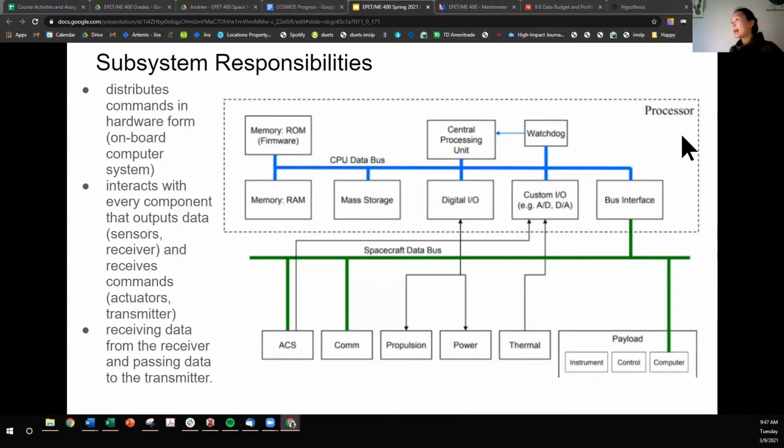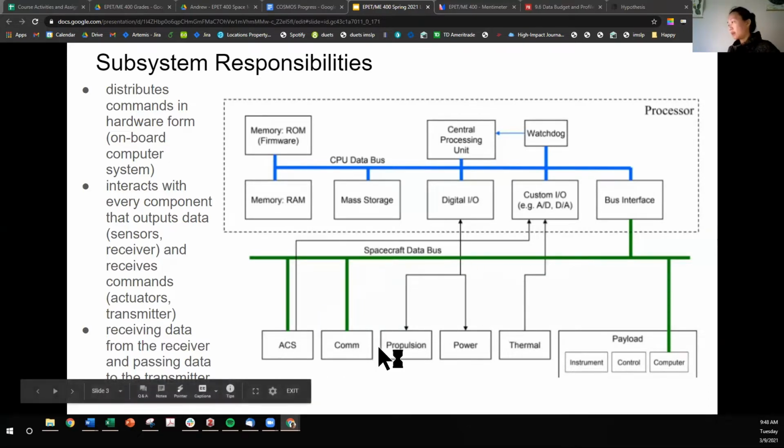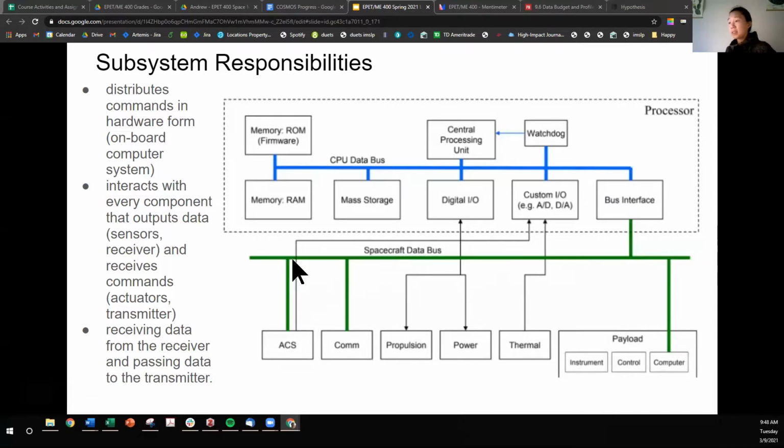This onboard computer has a lot of components, which we'll talk about next lecture, but it does, as a whole, talk to all the other subsystems, like ACS, communications, propulsion if you have it, power, thermal, payload, through a spacecraft data bus. Another subsystem responsibility is receiving data from the receiver, from the communications subsystem, and passing data to the transmitter, which is commanded by the communications subsystem.